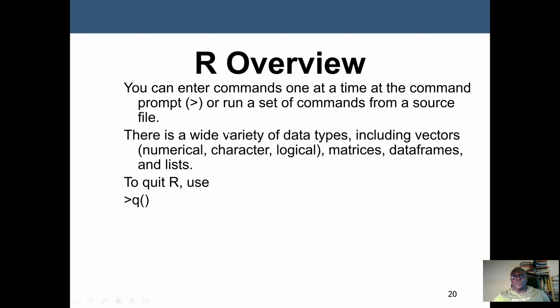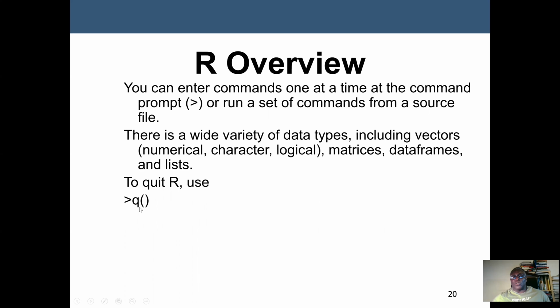So, our overview. We said that in the prompt, we may see the right arrow. Here we say that you can enter commands one at a time at the command prompt, the right arrow, or run a set of commands from a source file. Also, there is a wide variety of data types, including vectors (numerical, character, logical), matrices, data frames, and lists. We may go through this if time permits. I'll give the lectures on it, and I will try and make a video on it for sure.